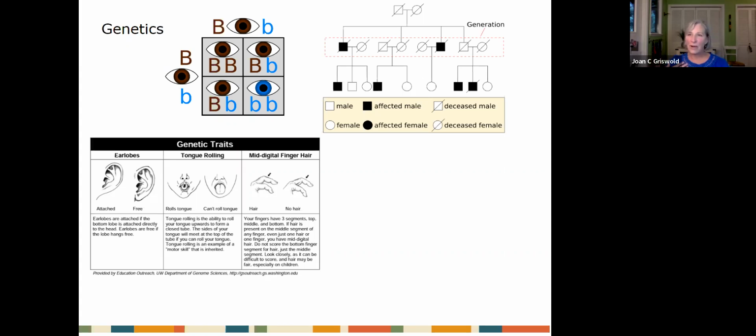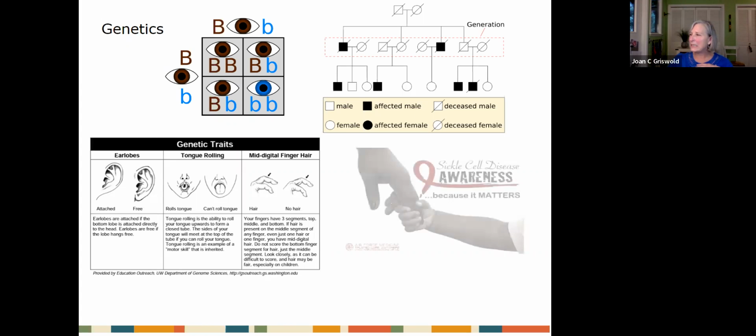I mean, maybe you don't. I know I did in the classroom. I would use eye color as an easy way to talk about Mendelian traits. And I'm poking fun at ourselves because this genetic trait sheet that I just put up here is produced by Genome Sciences Education Outreach. This is from our very own curricula from a number of years ago. But these things, attached earlobes, tongue rolling, mid-digital finger hair, these are not single gene traits, and we shove them in this package so that we can use it to teach about Mendelian ratios and the things that we think we need to teach.